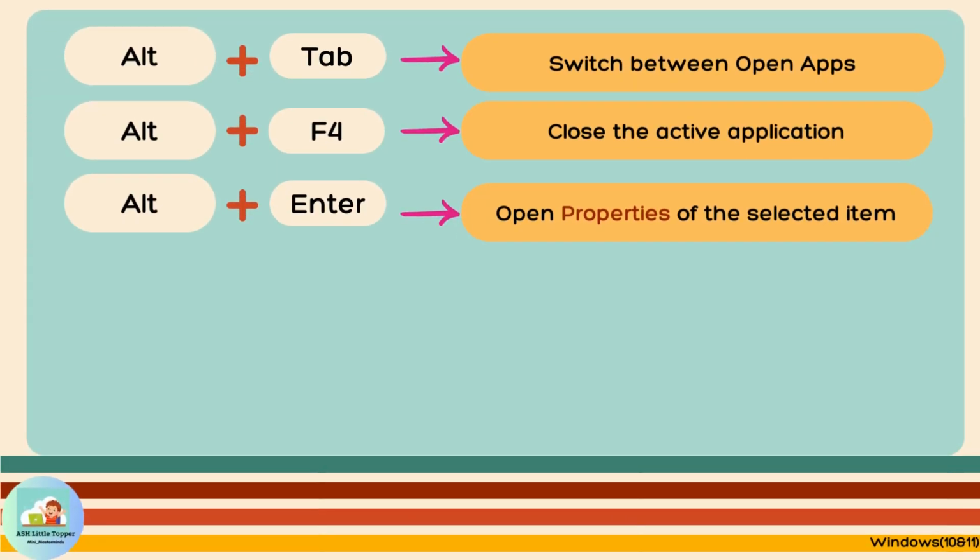Alt plus tab switches between open apps. Alt plus function F4 closes the active application. Alt plus enter opens the properties of the selected item.